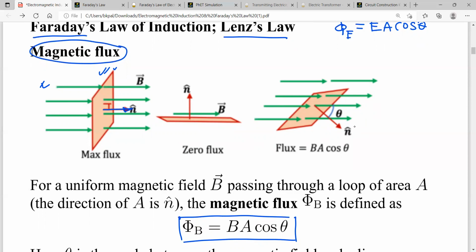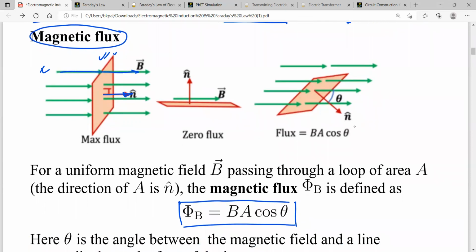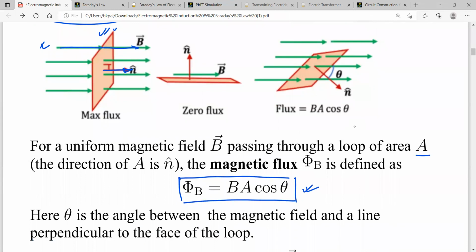So this is the area's direction, and this is the magnetic field's direction. So magnetic flux, for a uniform magnetic field, something like this, passing through a loop area, let's say the loop area is A, the magnetic flux is this. Here theta is the angle between the magnetic field lines and the direction of the area. Direction of the area means this one, which is perpendicular to the area.